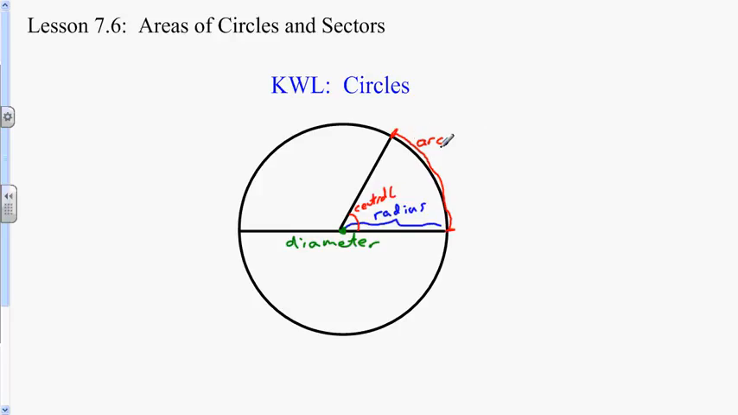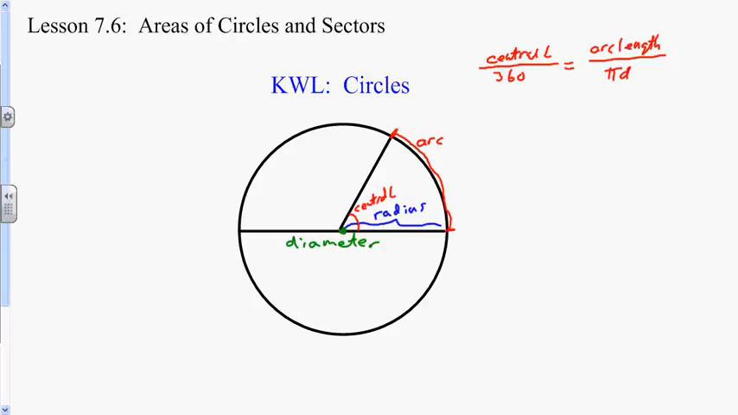Before, when we talked about arcs, we talked about a piece of the circumference. Now we're going to take a look at a piece of the area. So to do that, we need a new formula. Before, with arcs, the formula was central angle over 360 equals arc length divided by circumference, or just pi times diameter. That's what we did a lesson or two ago.